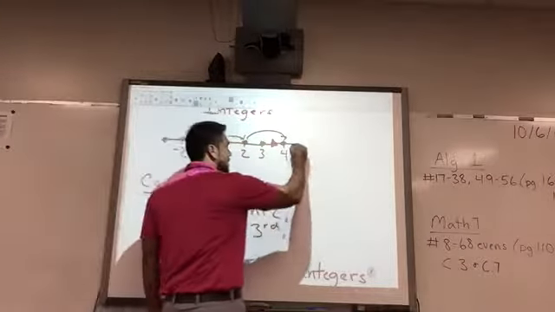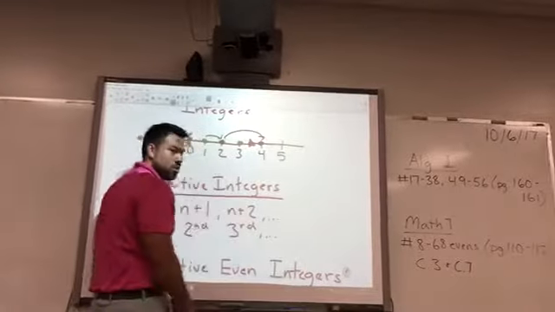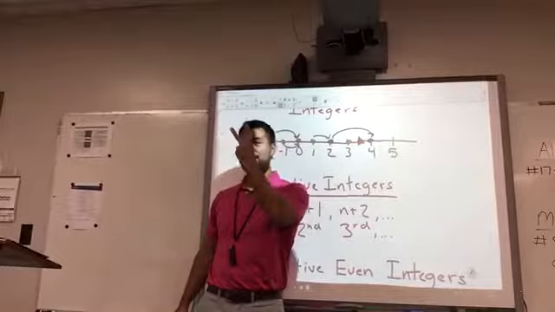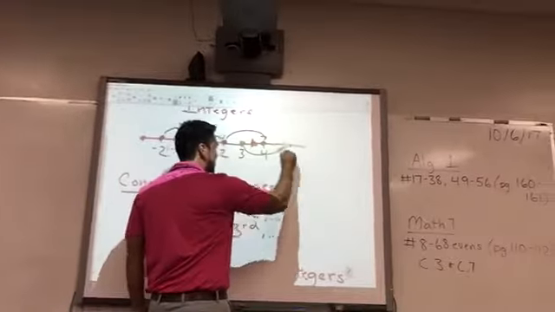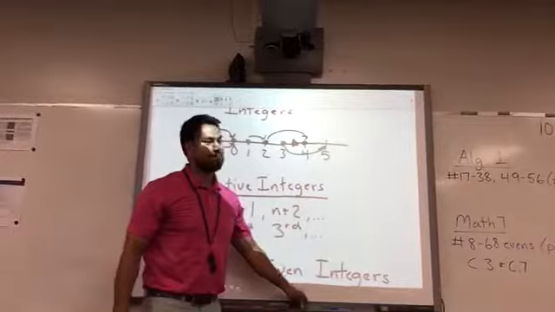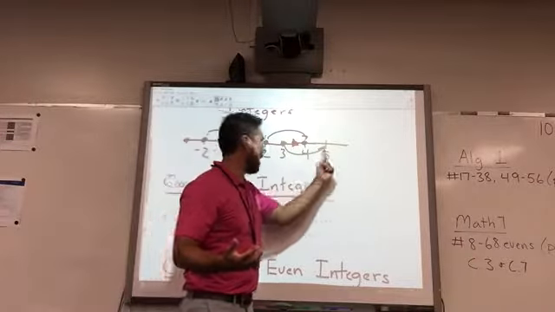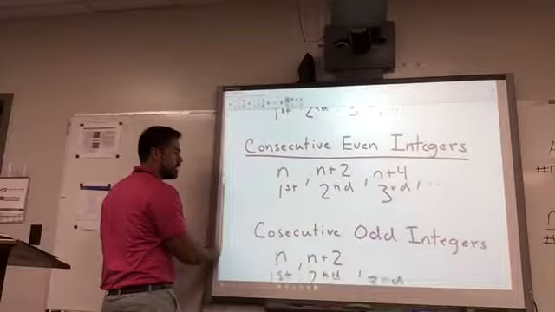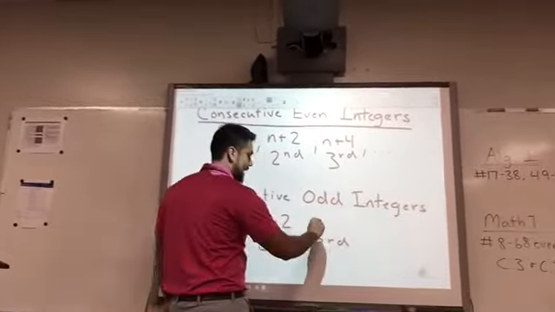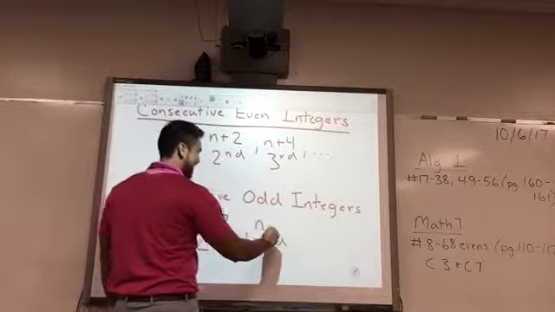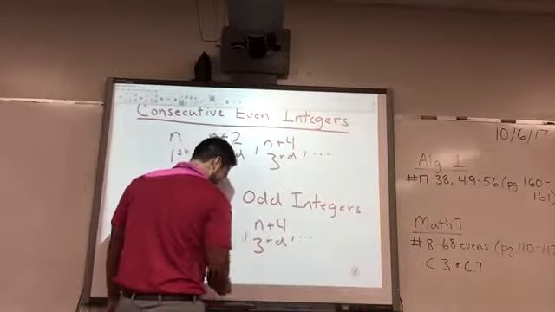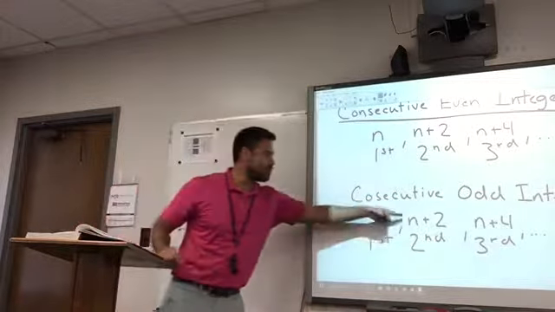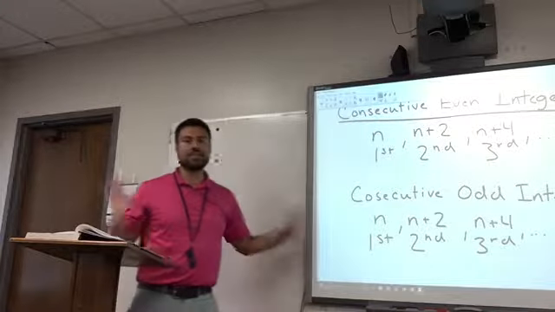Okay, how do you get to the next consecutive odd integer? What do you have to do to n? You have to add 2. So it is the same as even, isn't it? And that's how you do it. You're going to add 2, add 2, add 2. So the consecutive odd and consecutive even, they are the same. Once you find n, you'll be able to use this for odd or that for even. It's the same thing.